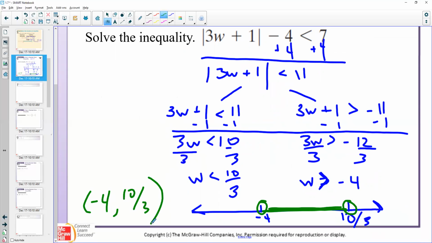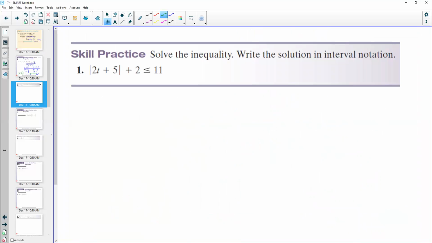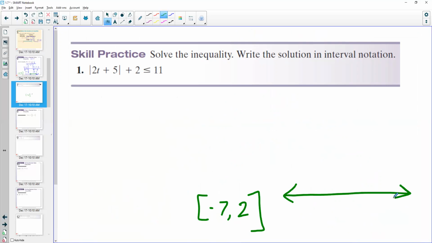Okay, good practice. This one, you can go through and solve. You're going to get in interval notation that x is between -7 and 2 inclusive. So the graph would be like this. -7 colored in, +2 colored in. There you go. Okay. All right, let's try another one.